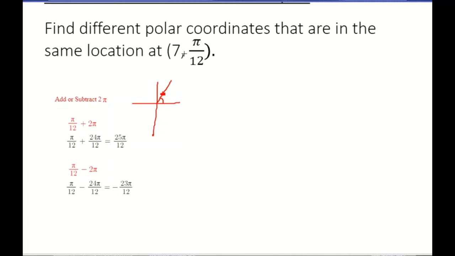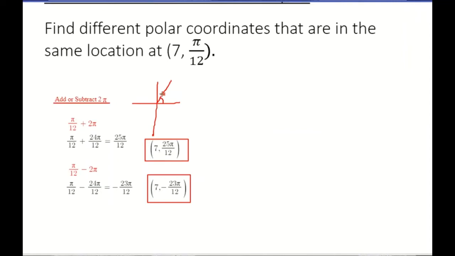So the positive 7 is still going to remain the same. So let's go ahead and write our new point. All right, there you go. So we've got two coordinates that are in the same location as 7 comma pi over 12. And again, just to restate this, the way we found that is we added or subtracted 2 pi. So that's one technique that you could do.